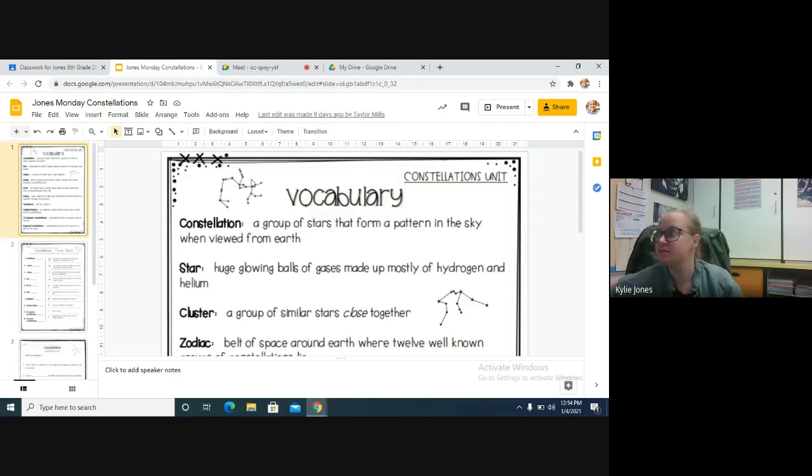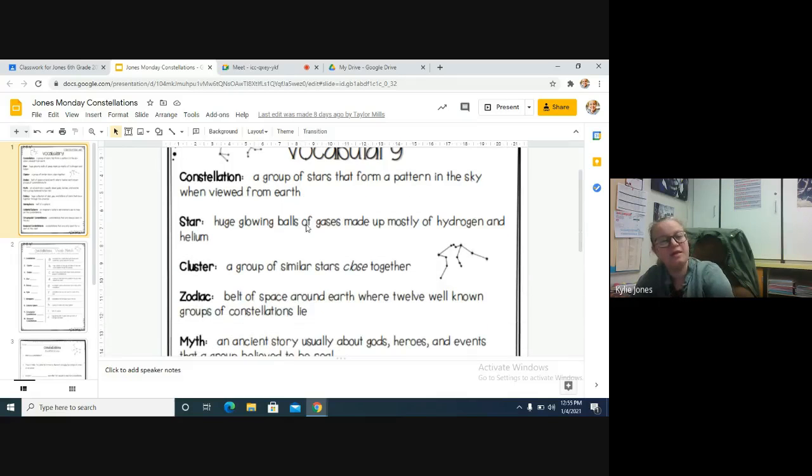Okay, so I'm gonna go over this vocabulary for a little bit. Shouldn't take too long, and then we will do some matching down here. So our first vocabulary word is a constellation, which we just talked about a lot. It's a group of stars that form a pattern in the sky when they're viewed from the Earth. Okay. Then we have a star, which is a huge glowing ball of gas that's made up mostly of hydrogen and helium. Okay. Then we have cluster, which is a group of similar stars that are close together.